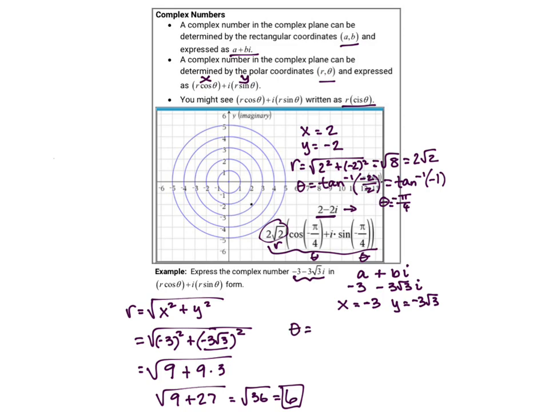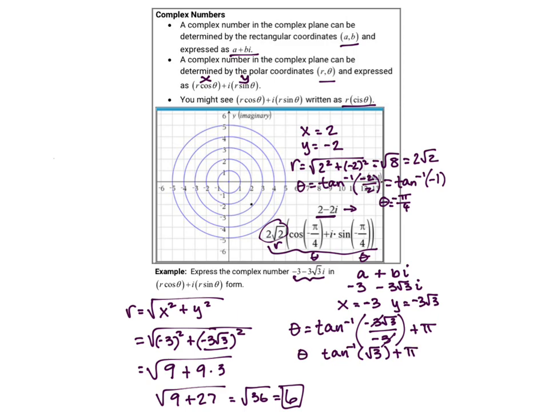Theta is tangent inverse of y over x. So negative 3 square root 3 over negative 3, plus pi. Because why? Because x was negative. But those x's cancel, right? The negative 3's do cancel. So really, I have tangent inverse of square root 3 plus pi.